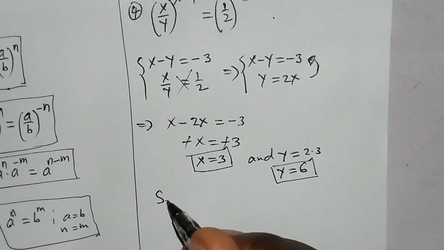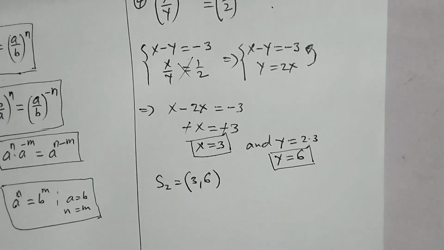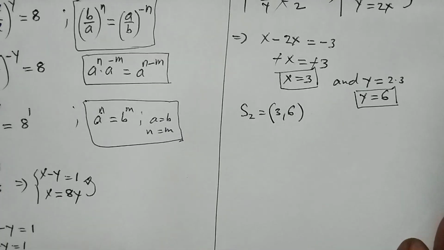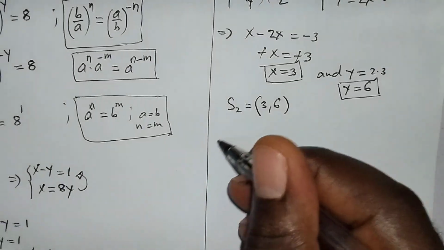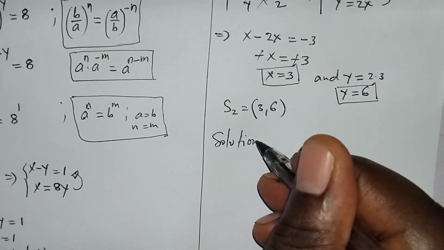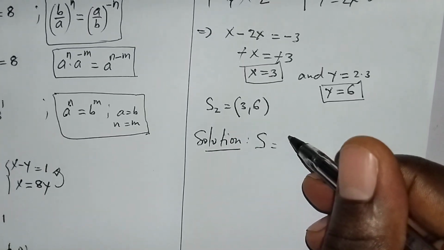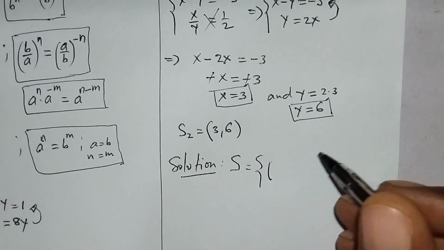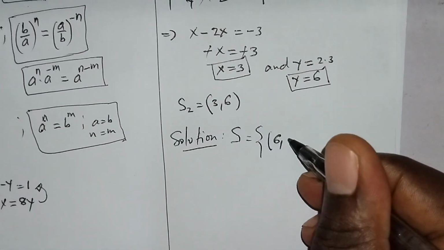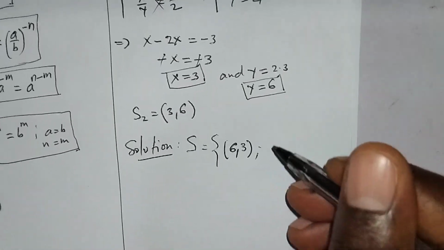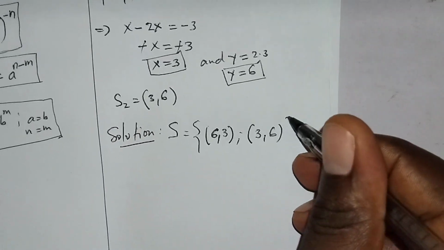Then another solution is x equal to 3 and y equal to 6. So this equation has two solutions. Solution 1 is x equal to 6 and y equal to 3, and solution 2 is x equal to 3 and y equal to 6.